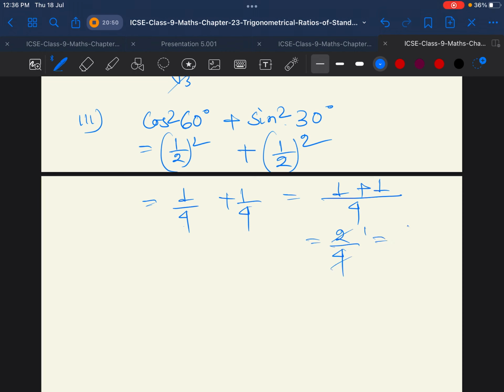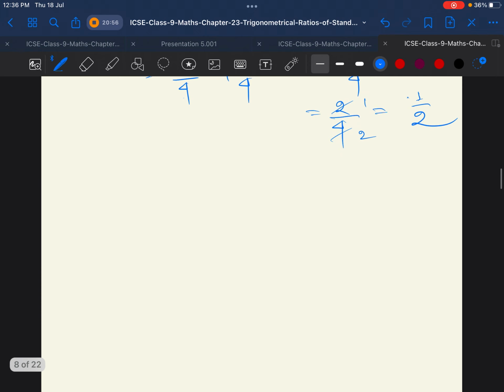Now we simplify, then we will get 1 by 2. So this value will be 1 by 2. Now question number 4.